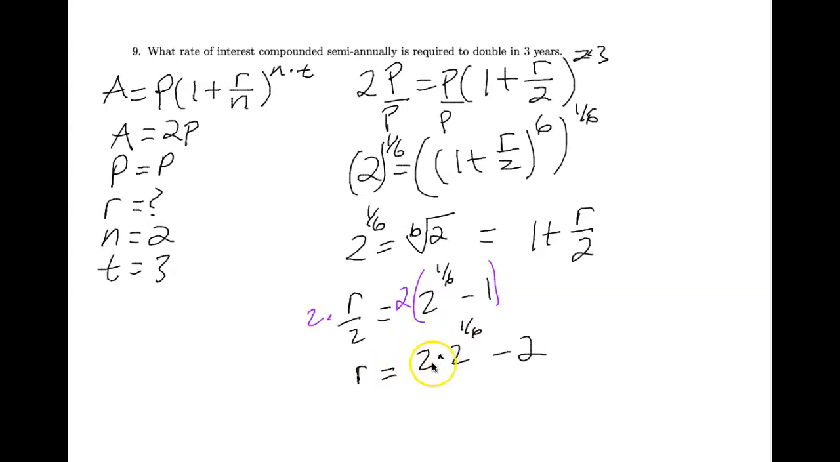And we can simplify this a little bit more, right? Because that 2 has an exponent of 1, and so we can add the powers. So we're getting r equals 2 to the 7/6 minus 2. And if you punch this in your calculator, you will get a rate of approximately 24.5%.